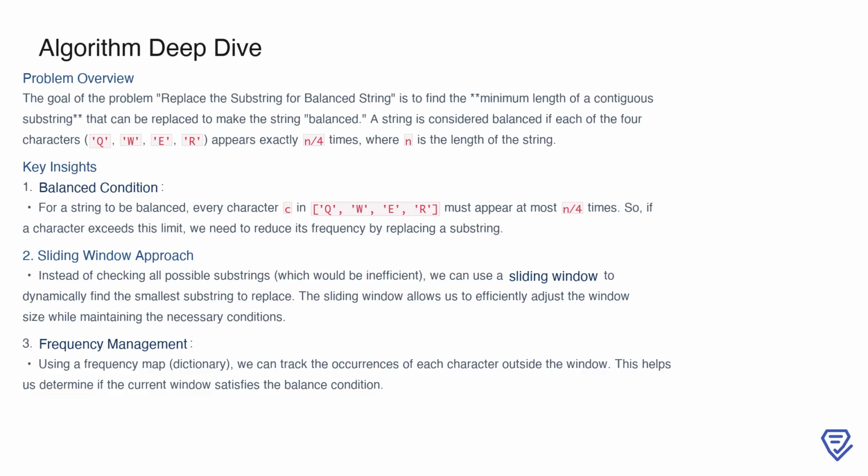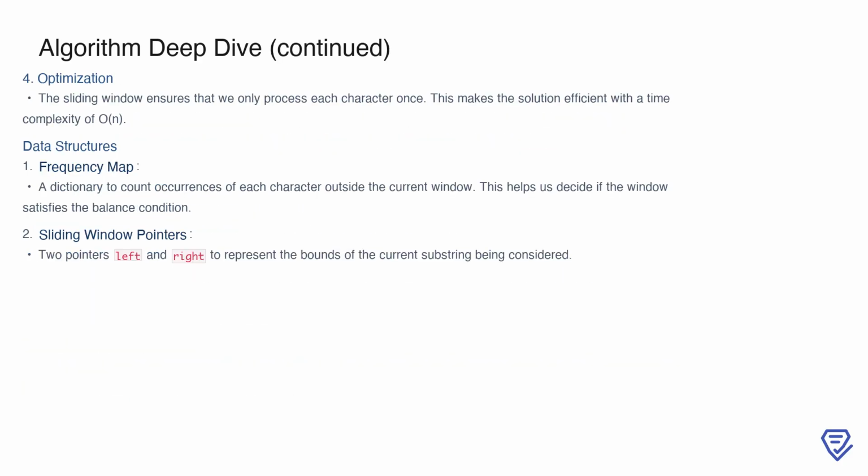To solve this efficiently, we use a sliding window approach. Instead of testing every possible substring, which would be computationally expensive, the sliding window dynamically adjusts its size while ensuring the balance condition is met. A frequency map is essential here. It allows us to track the occurrences of characters outside the window and check if the current substring satisfies the balance condition. This combination of techniques ensures we can efficiently find the optimal solution. The sliding window technique is particularly powerful for this problem because it ensures we only process each character once, resulting in an efficient O(n) runtime.